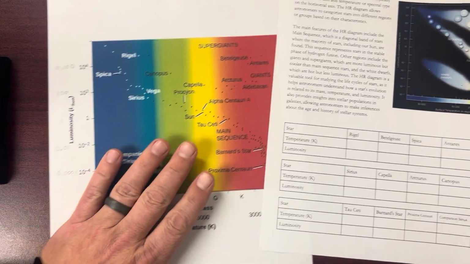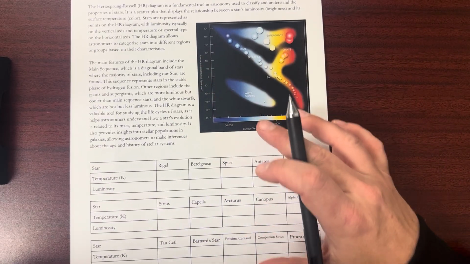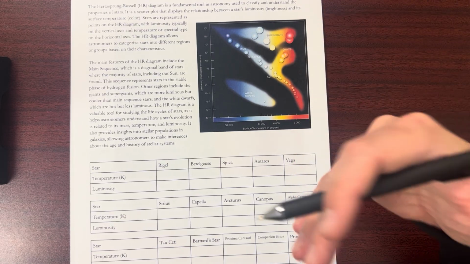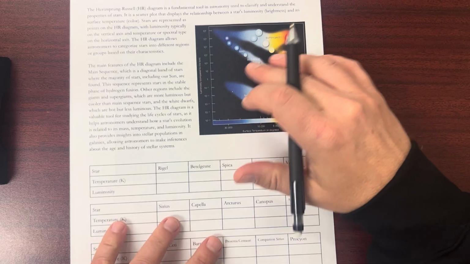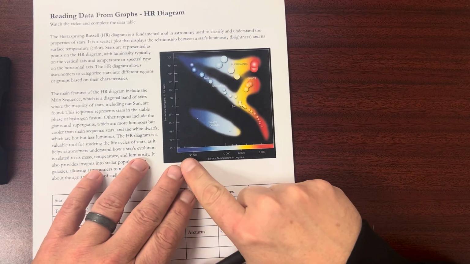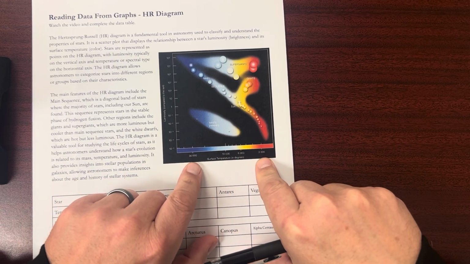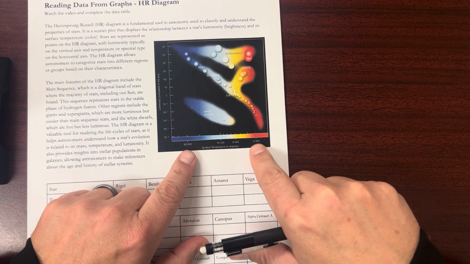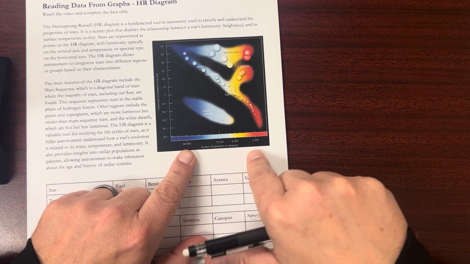So I'll get back to that in a moment. But in this activity, we already have the graphs done, and we're going to read from them. So we're going to read off the data that we see in the graphs. On these HR diagrams, you have two things. You have temperature of stars at the bottom, and you'll notice the hottest stars are over here in blue, and the cooler stars are over here in red. So that's the temperature, the surface temperature.